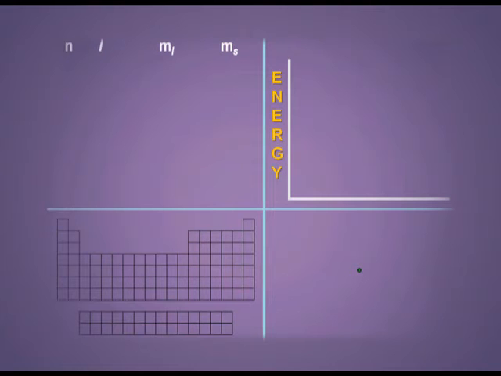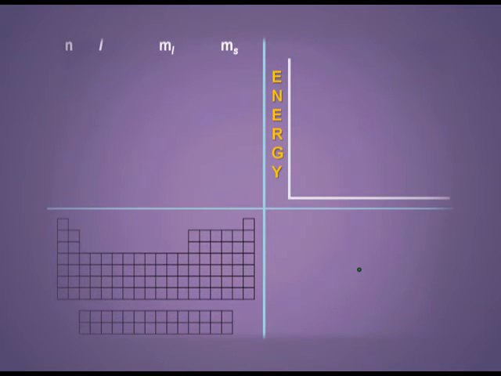You can see the 1s orbital. The value of the small n, that is the principal quantum number, is 1, l is 0, 0 means s subshell, the value of the magnetic quantum number is 0 and the spin quantum number will be plus half or minus half. Now you can see one electron in the 1s orbital and the atomic number 1 is for hydrogen.